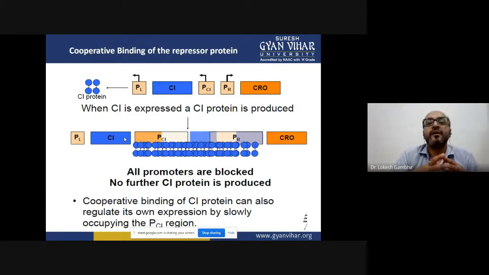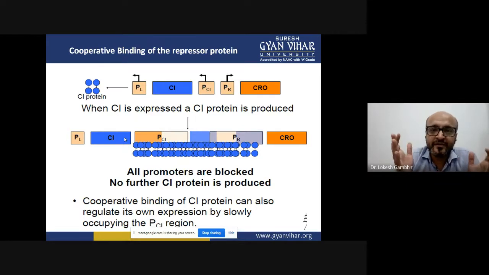That is how the virus, this particular lambda bacteriophage, performs its cycle, whether it is lytic or lysogenic, and that is how it takes the decision based on the CRO and C1 protein, whether it should go for lytic or it should go for lysogenic. So it's a very beautiful part that we understood, that this is how the regulation is going on.